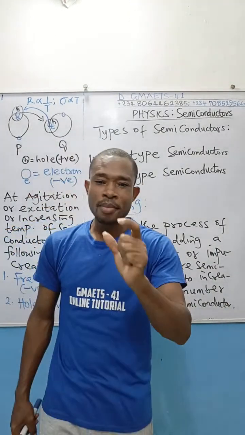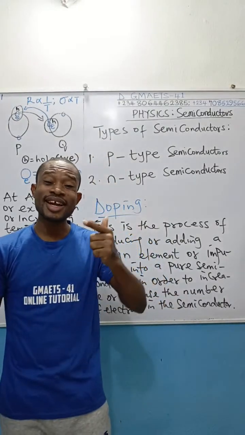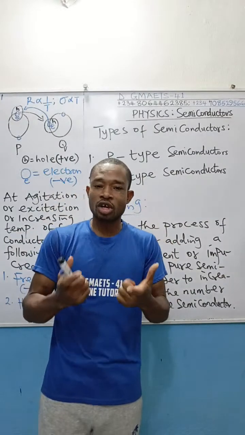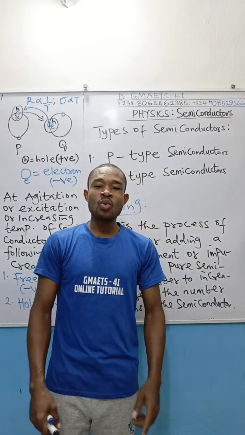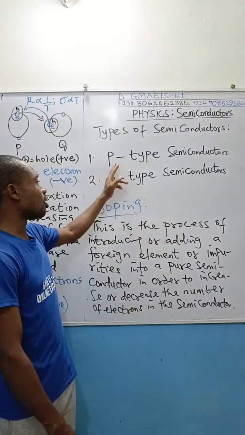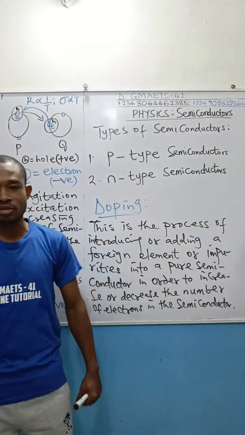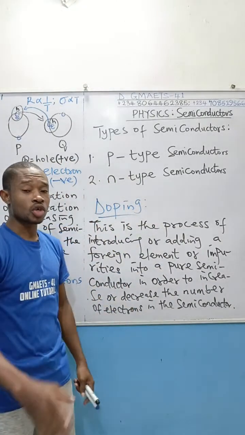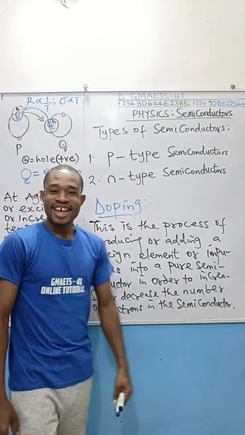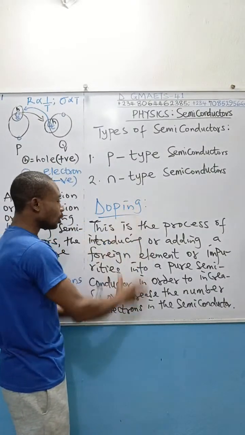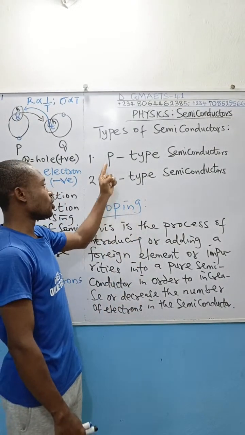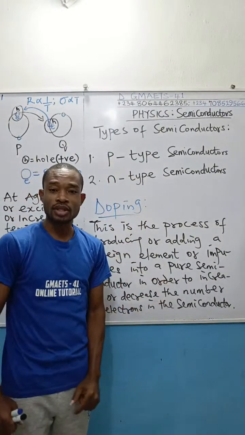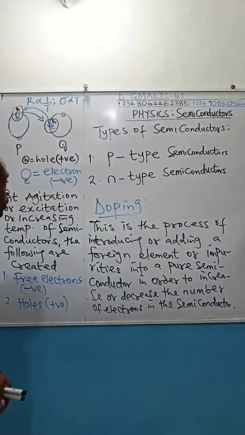Remember, the aim of doping a pure semiconductor is either to increase or reduce the valence electron of that pure semiconductor. And when this is being done, any one of these two will be formed. When it is done, any one of these two will be what? Formed. So you want to take note of that. So at this point, having known what doping is all about, we are now going to learn how these types of semiconductors are formed. Please finish up what is on the board.